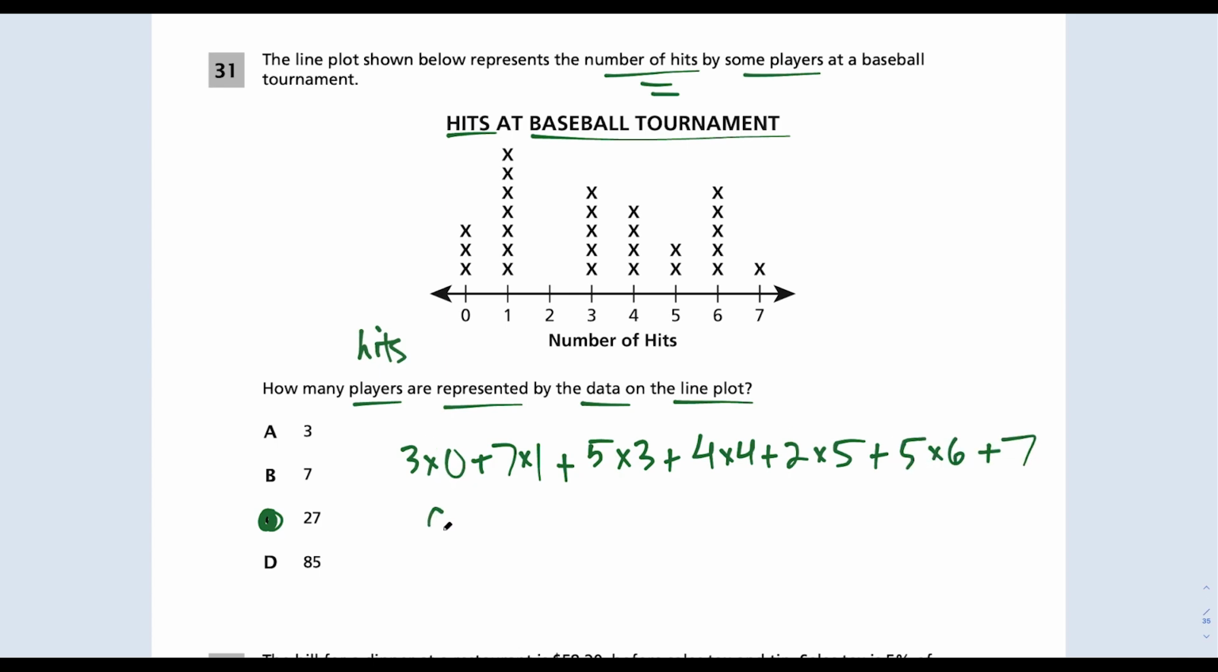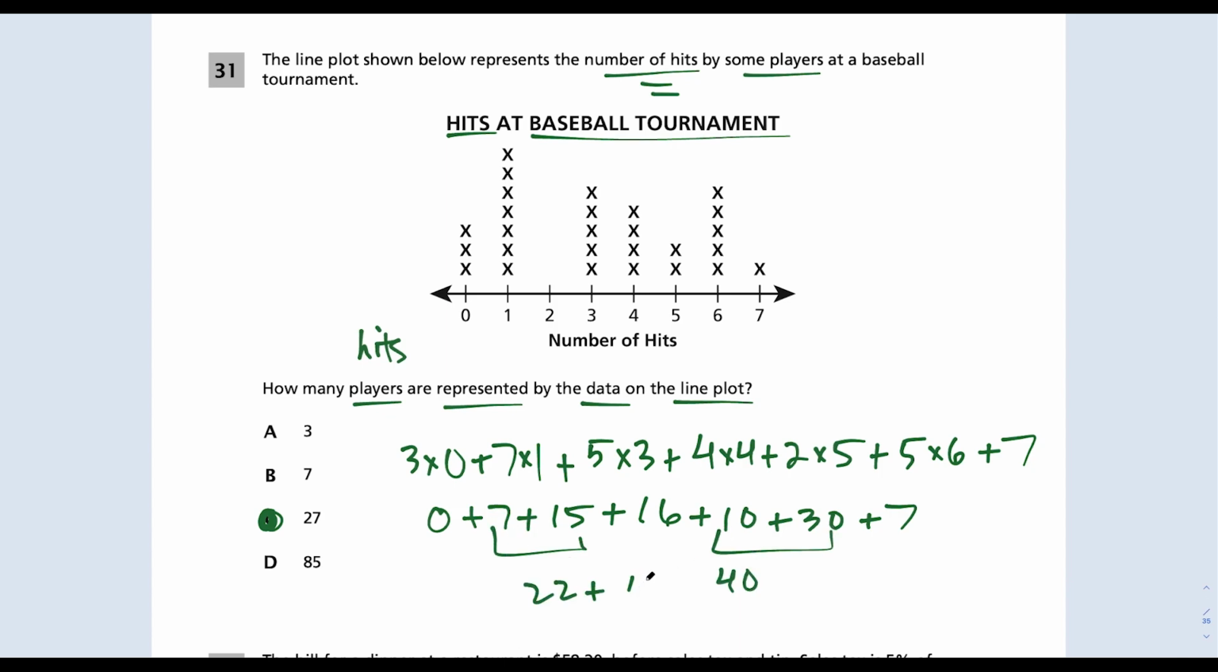And then if you simplify, that's 0 plus 7 plus 15 plus 16 plus 10 plus 30 plus 7. If we start to work this out, this is going to make 40, and this one here is 22, so we have plus 16 plus 40 plus 7. If we keep adding, we're going to have 38 plus 40 plus 7, which works out to 85. And there's actually an answer choice waiting for us here. So all of this work, when all we had to do is just count the number of X's.